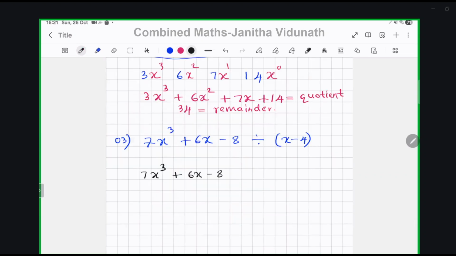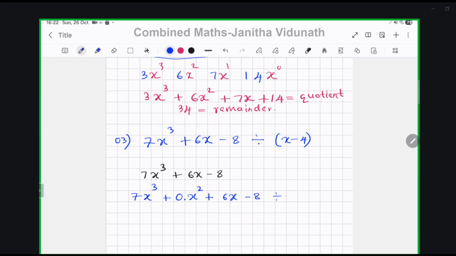Our dividend is 7x cubed plus 6x minus 8. First, we need to identify whether there are missing terms. If there are missing terms, we need to put terms with 0 coefficient. Here, the first term is 7 times x to the power 3. Now, the x to the power 2 term is missing, so we need to keep 0 times x to the power 2. Then we need to identify whether the next term exists or not. Now 6x is already there, so we put that. Then minus 8.